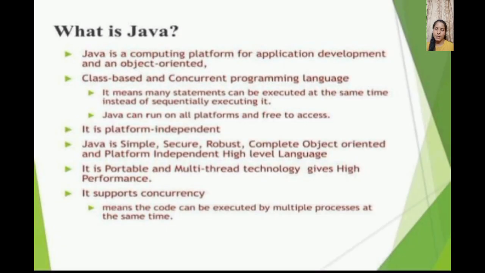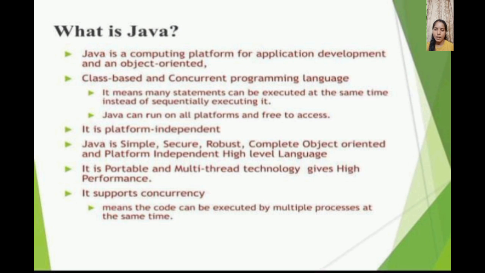Firstly, let us see what is Java. Java is a computing platform for application development and an object oriented, class based, and concurrent programming language. It means many statements can be executed at the same time instead of sequentially executing it. Java can run on all platforms and is free to access. It is platform independent. Java is simple, secure, robust, completely object oriented, and a platform independent high level language.